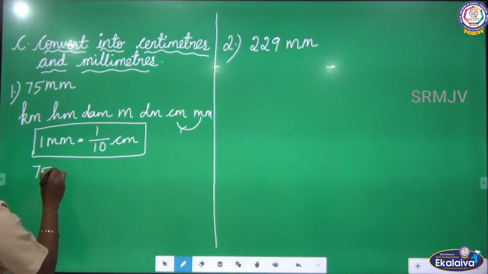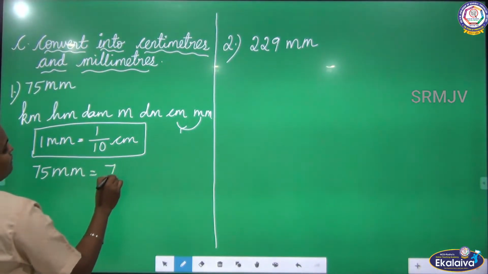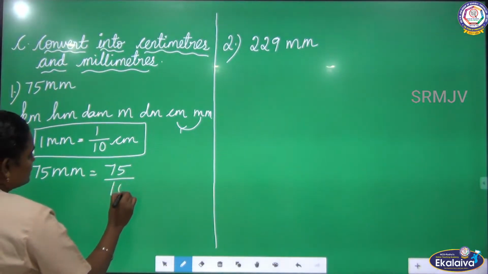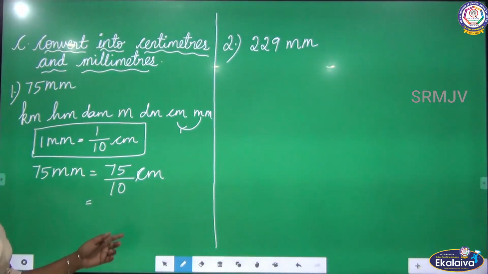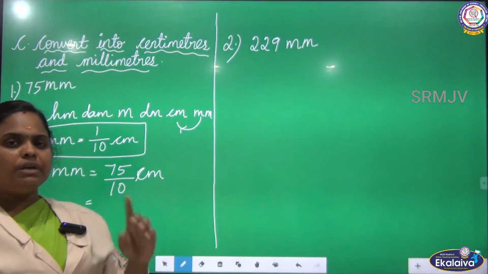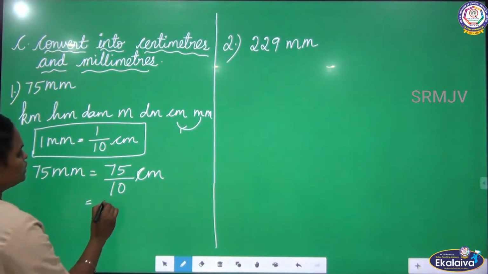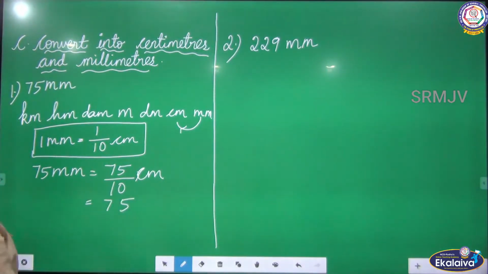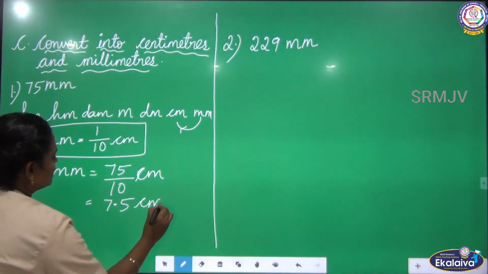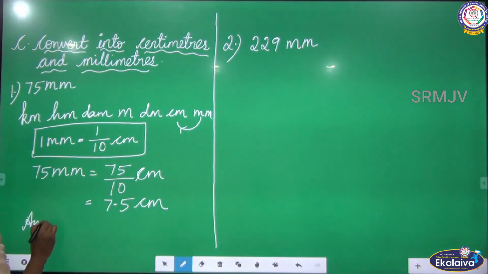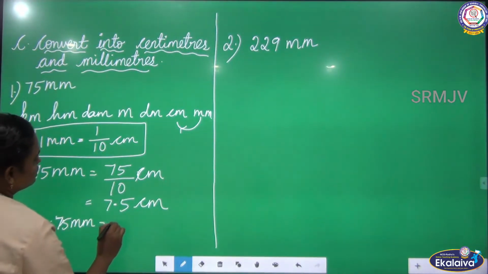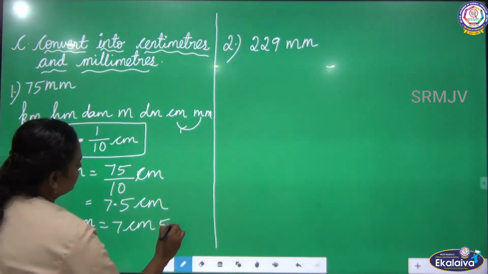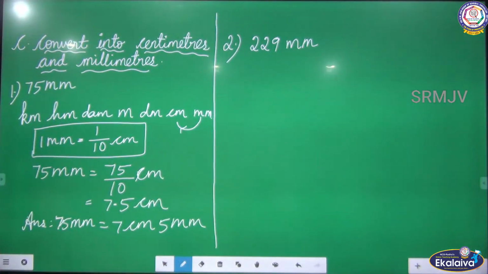So 75 millimeter equal to 75 by 10 centimeter. So listen, children, in the denominator 10, only 1 zero. So we have to leave only 1 decimal place. So from the back you leave only 1 decimal place. So 7.5 centimeter. So this is how many centimeter, then how many millimeter? 75 millimeter equal to 7 centimeter and then 5 millimeter.